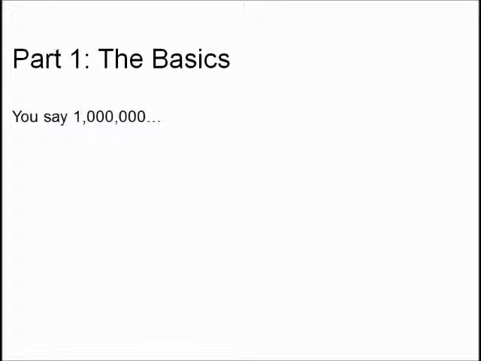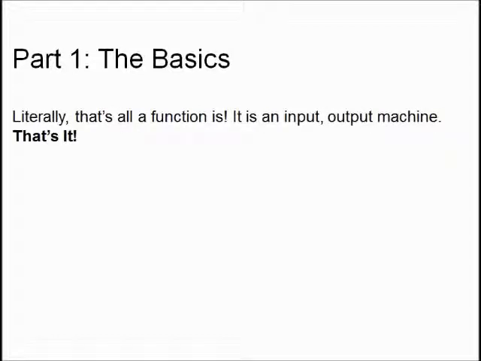Give me another number. You say 1 million. You're getting a little smart with me. I say 1,000,001. Now, you probably see where this is going. You want to maybe throw a monkey wrench into the situation. So you say -1. I say 0. You say 12.7843. I simply reply 13.7843. Literally, that's all a function is.